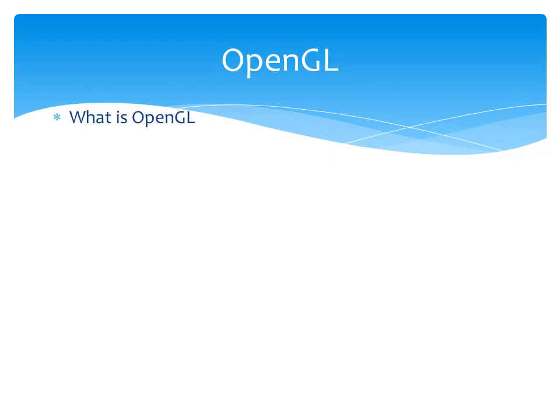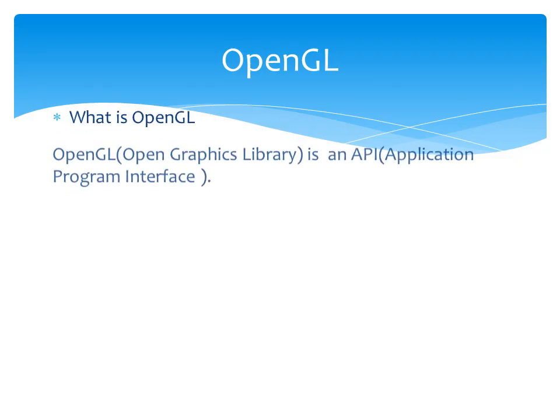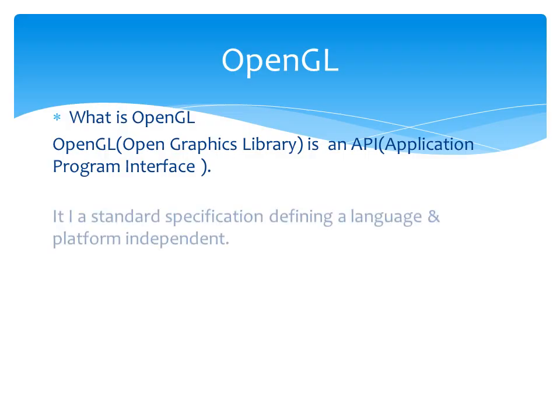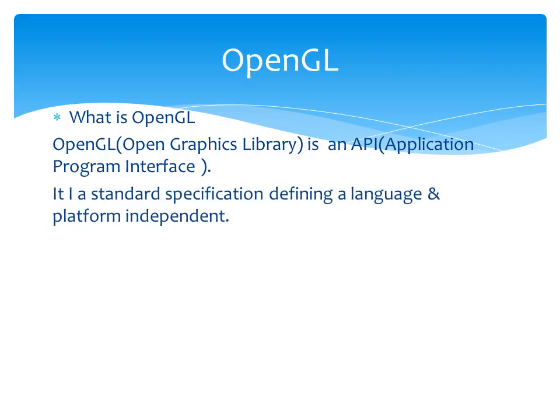Okay, OpenGL, Open Graphical Library. It is an API. API is nothing but an application program interface. It is platform independent and hardware independent. It supports hardware to run graphical programs and display images on a screen. Okay, and it is a standard specification defining a language and platform independent interface, right?